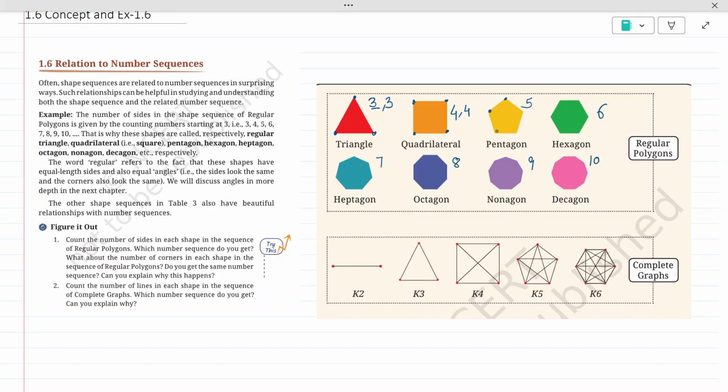Similarly here 1, 2, 3, 4 and 5. I am writing 5 here. 1, 2, 3, 4, 5 and 6 here. It has 6 corners. This heptagon has 7: 1, 2, 3, 4, 5, 6, 7. Octagon has 8. We can count 9 and 10. So, we see here in the case of regular polygons, the number of sides and the number of corners are the same and they are following the counting number sequence.